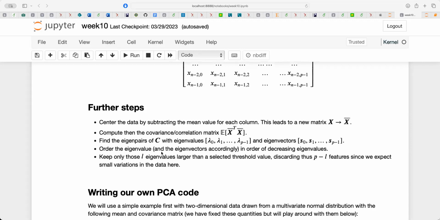And then you order the eigenvalues in decreasing or ascending order. Normally it's decreasing. And then you keep only those L eigenvalues larger than a selected threshold value. And then you discard P minus L features, since you expect small variations in the data. This is the PCA in essence. It's pretty straightforward, right?